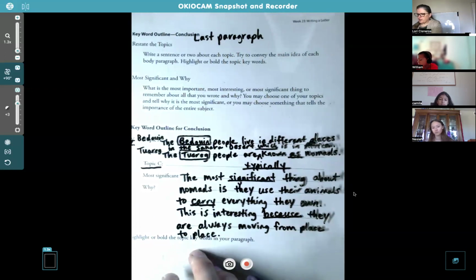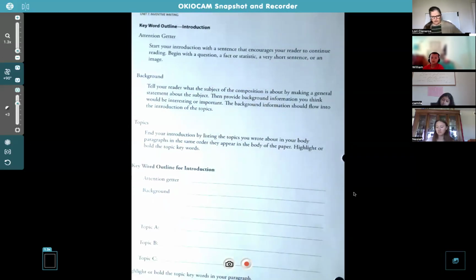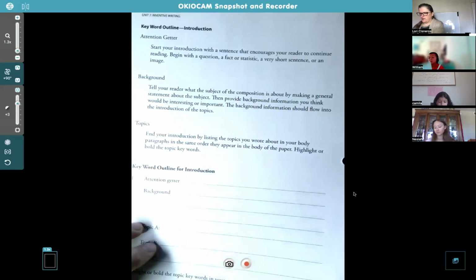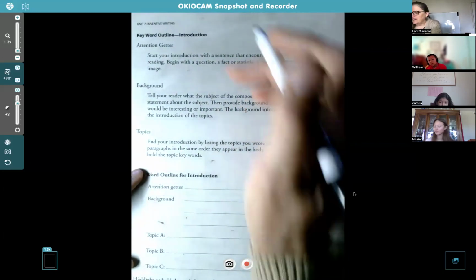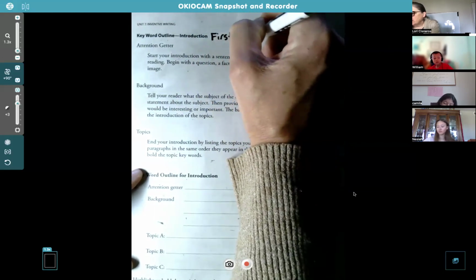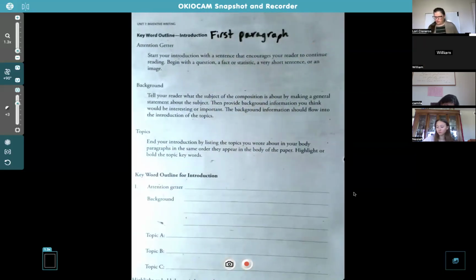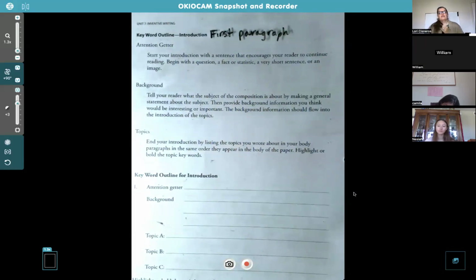All right. Now I want you to turn this page over to the back side. And this might seem odd, but they saved the introduction for the last paragraph to write. The introduction, remember, is technically the first paragraph. So right here, next to introduction, I want you to write the words first paragraph. They saved this for the last one for you to work on because the introduction is honestly the most difficult one to write. But I believe in you. We can do this together. It's not going to be that hard. But they suggest that you write your body paragraphs and then your conclusion and then your introduction, even though your introduction technically goes first.